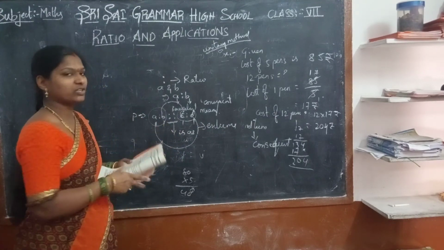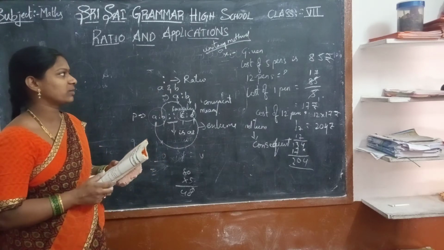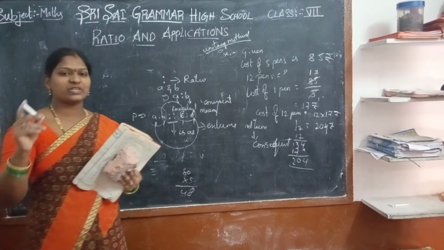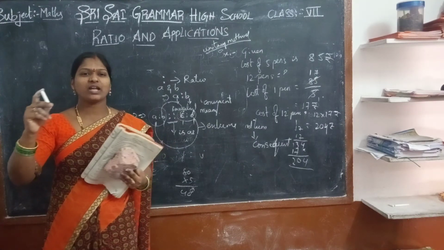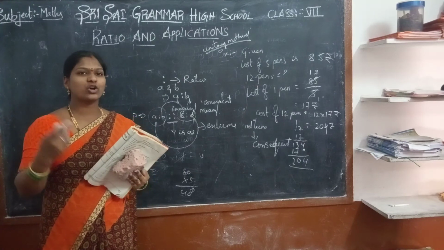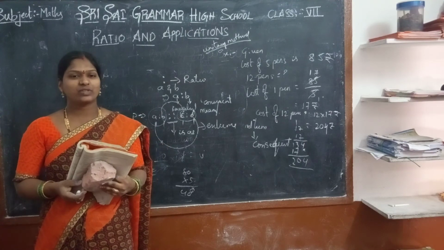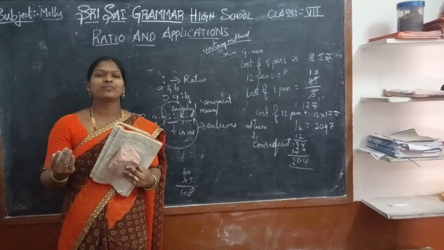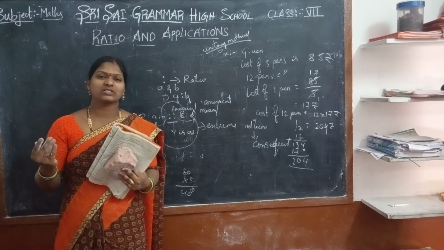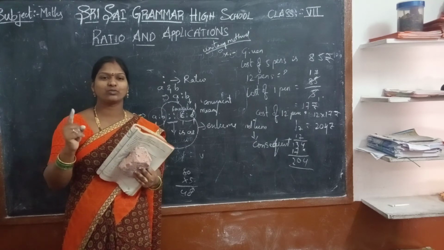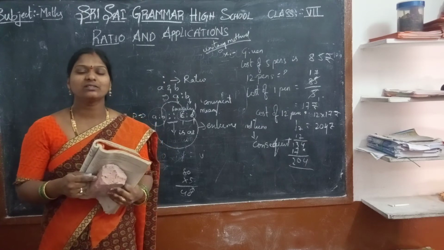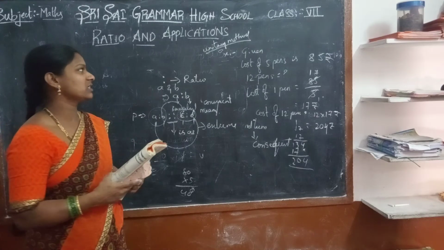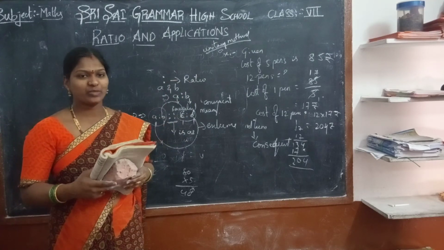And we have also learned the unitary method and how to solve the problem. If they give that one chalk piece costs 1500, then how much is the cost for 12 chalk pieces? To know the value of 12 chalk pieces, first we have to find the cost of 1 chalk piece, the 1 unit. That is a type of unitary method.